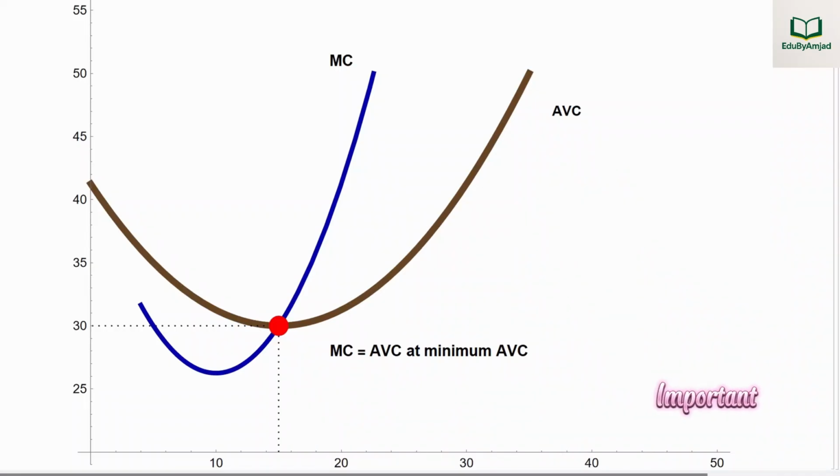Notice something important on the graph. The marginal cost curve intersects the AVC curve exactly at its minimum point. This is not a coincidence. The minimum of AVC occurs where marginal cost equals AVC. This is why marginal cost plays such a central role in firm decision-making.